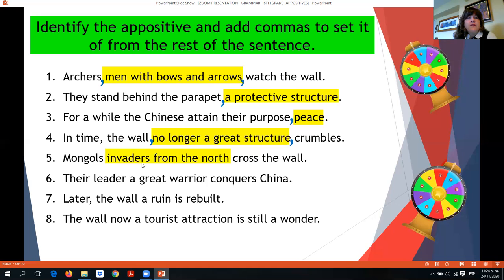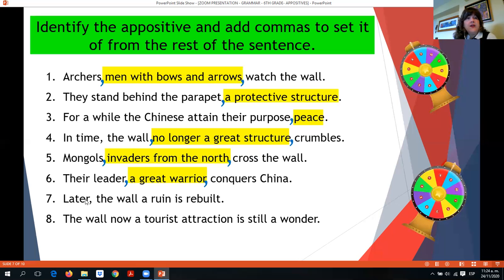Okay, Mongols, invaders from the north, cross the wall. Invaders from the north is describing the Mongols, and the comma should be at the beginning and at the end of this appositive. Number 6, their leader, a great warrior, conquers China. A great warrior in this case is describing the leader, and the comma should be at the beginning and at the end of the appositive.